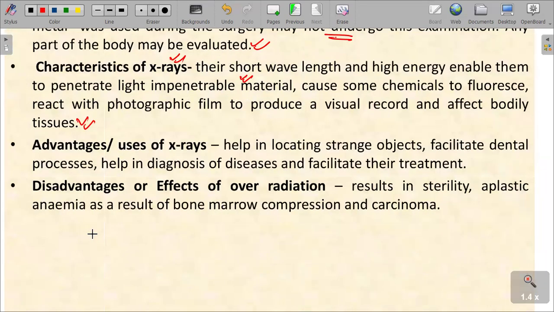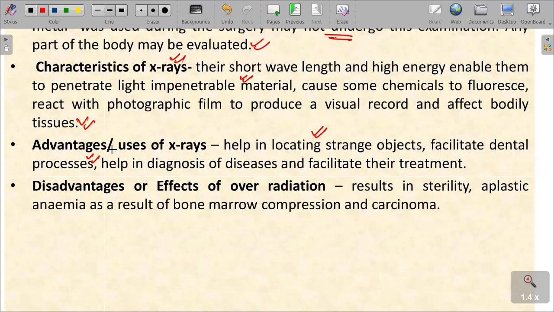Advantages or uses of X-rays. X-rays help in locating strange objects. X-rays can be taken for patients who have gone through surgery, through theater, where they've gone through some operations. So in that respect, foreign objects or strange objects that might have been left in the body can be identified, and then facilitate dental processes.